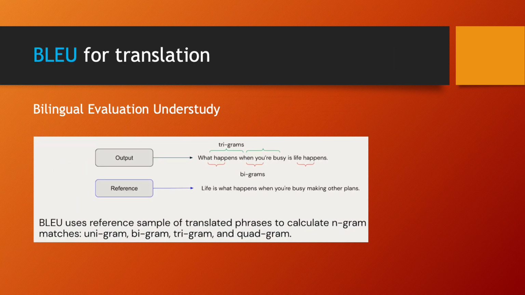Now, BLEU stands for bilingual evaluation understudy. BLEU uses a reference sample of translated phrases to calculate n-gram matches. It could be unigram, bigram, trigram, or quadgram. As you can see, there's a reference sentence, life is what happens when you're busy making other plans, and in the output, you can measure bigrams, trigrams, or single tokens, and see how neatly they overlap with the reference text.